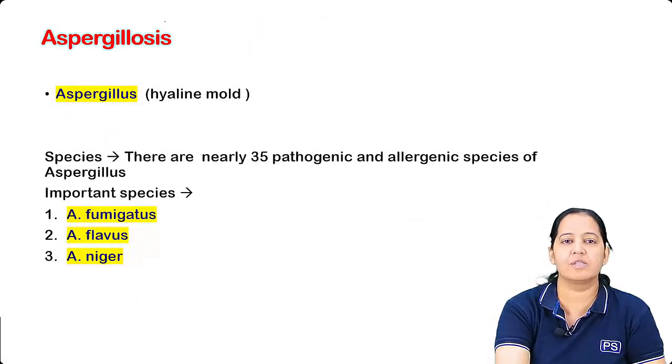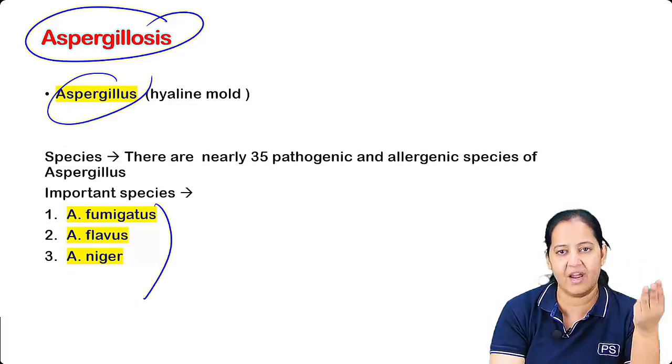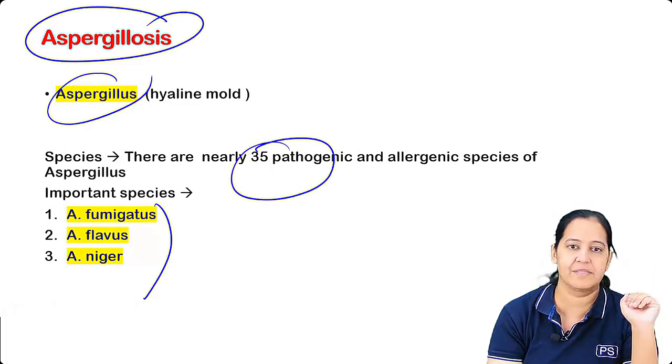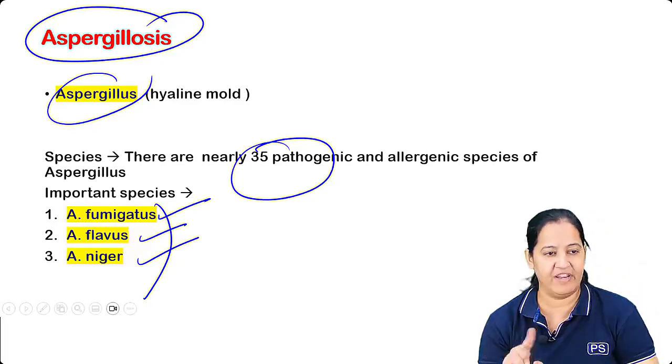So coming to the last fungus, Aspergillus. I have already explained Aspergillus to you. Aspergillus is of 3 types. I mean there are many types, but 3 are important in our syllabus. So Aspergillus fumigatus, flavus, and niger.